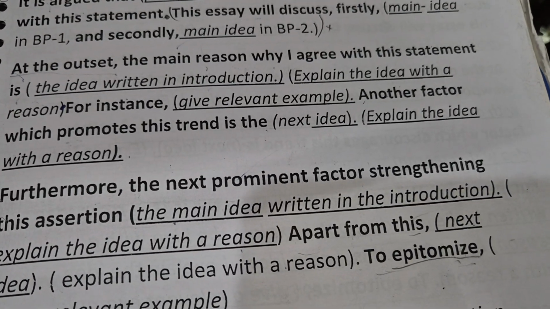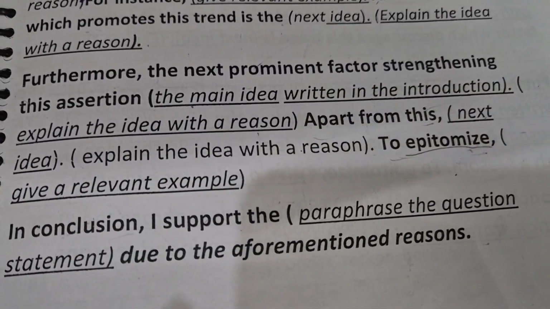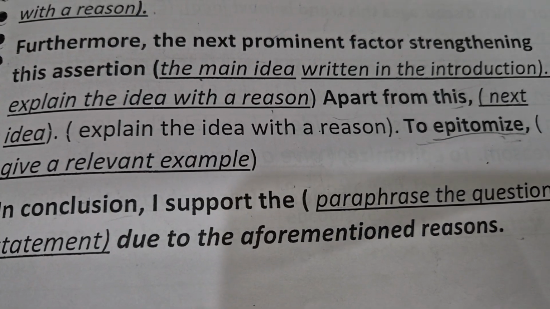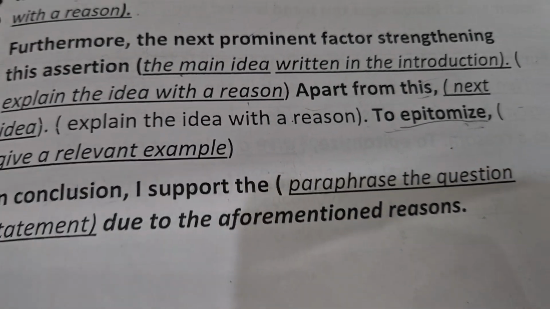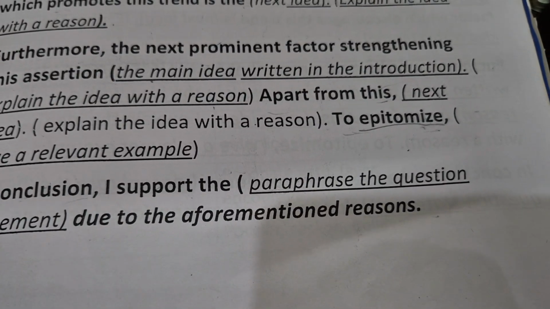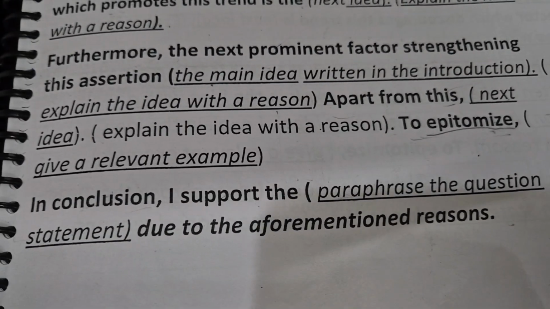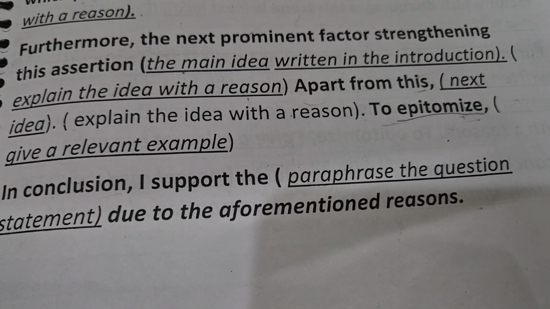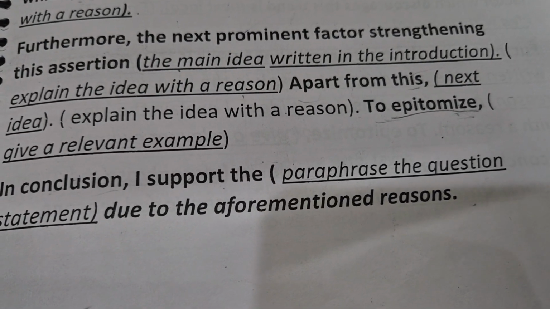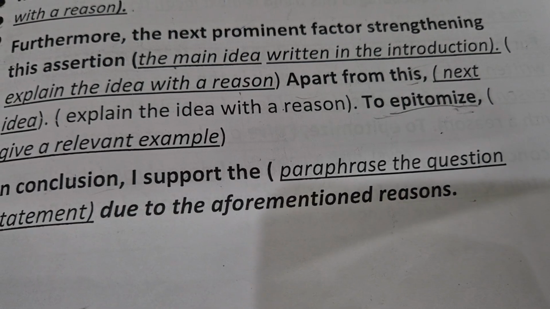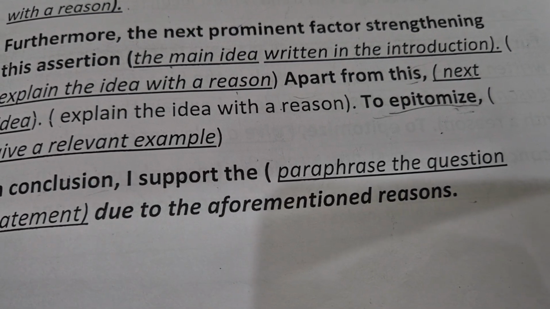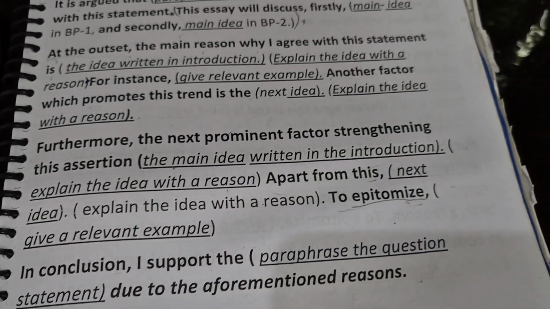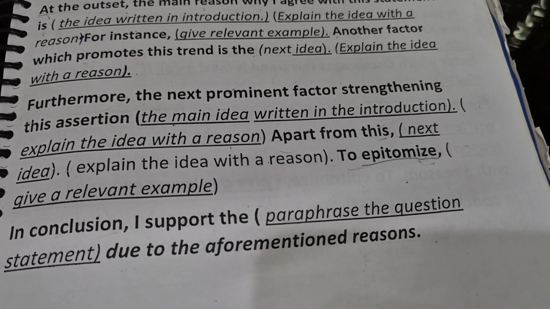After giving these 2 reasons, you have to go for the second BP, that is BP2. Again, you have to start with the connector. Furthermore, you will give the topic statement, the next prominent factor strengthening this assertion, and you will start writing your 2 more views related to agreeing. So the main idea written in the introduction. Then you will give a connector apart from this, and you will give the next idea. Explain each idea in both BPs to get higher band score.